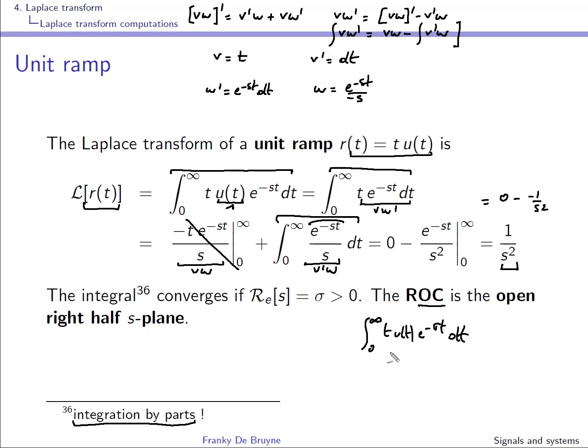Okay, so we can rewrite it: T e to the minus sigma t. Normally you have absolute values here, but you can forget about those because everything is positive. So this integral needs to converge, needs to be bounded. And you see that as long as you have a sigma that is larger than 0, this integral will converge. So the region of convergence is the same as the one we had obtained for a unit step.